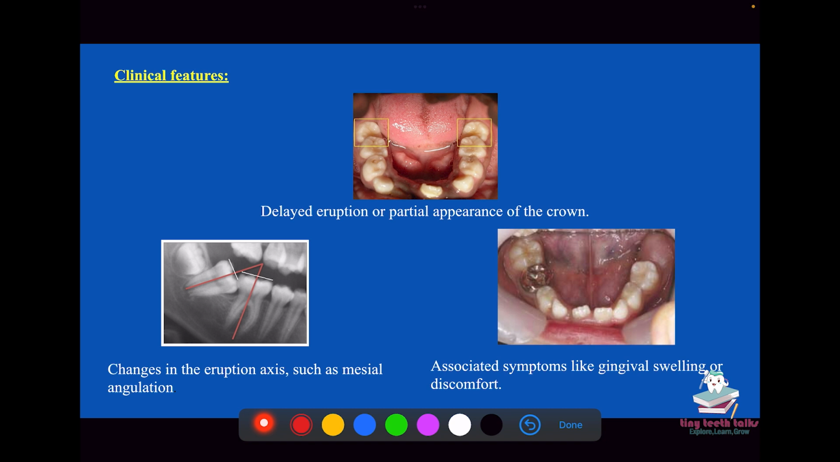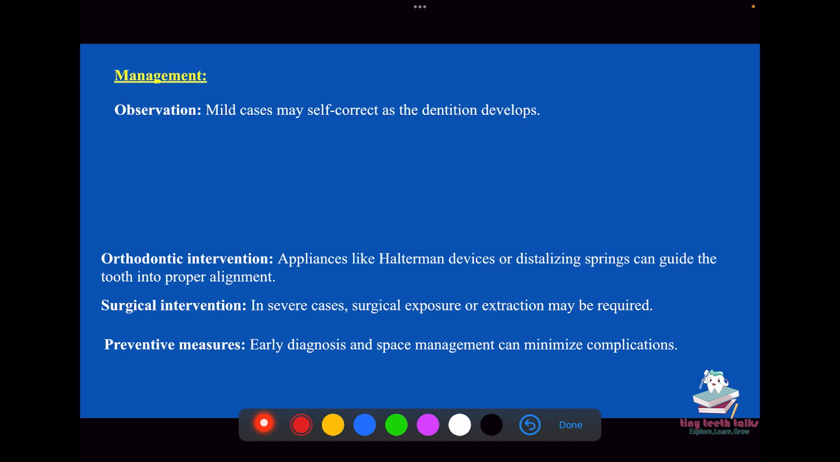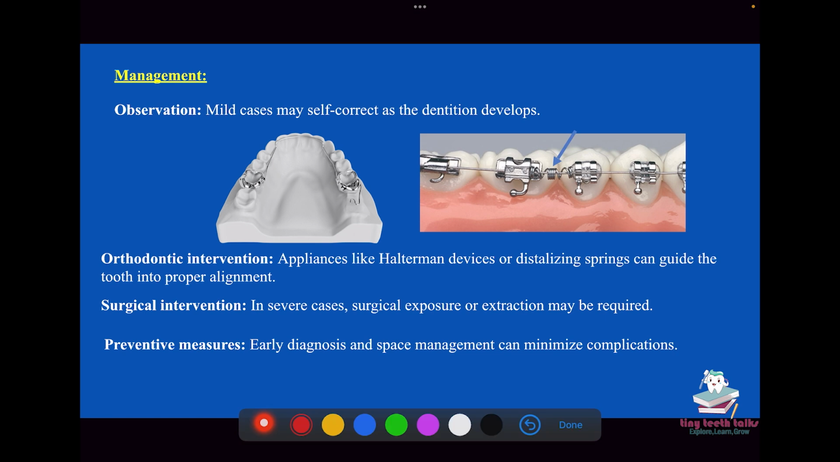Clinical features: delayed eruption or partial appearance of the crown. Changes in the eruption axis such as a mesial angulation. Associated symptoms like gingival swelling or discomfort. Management: observation. Mild cases may self-correct as the dentition develops. Appliances like Halterman devices or distalizing springs can guide the tooth into proper alignment. Surgical intervention: in severe cases, surgical exposure or extraction may be required. Preventive measures: early diagnosis and space management can minimize the complications.